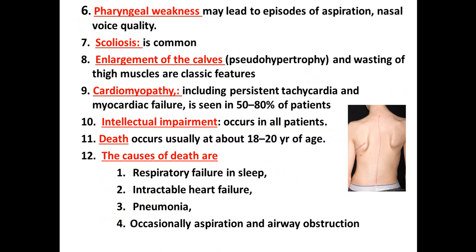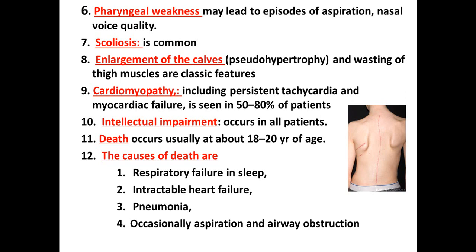As we said, the scoliosis is common. There is enlargement of the calf. We call it pseudohypertrophy. There is wasting of the thigh muscle, which is a classical feature. Cardiomyopathy occurs in 50 to 80%. There is tachycardia, myocardial failure, and intellectual impairment occurs in all patients. This is a characteristic feature of Duchenne muscular dystrophy.